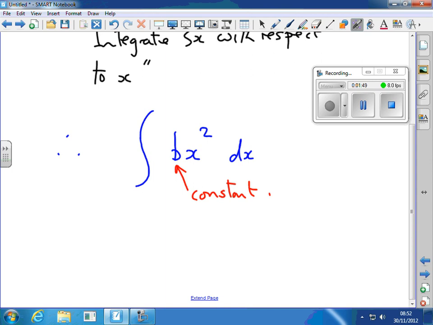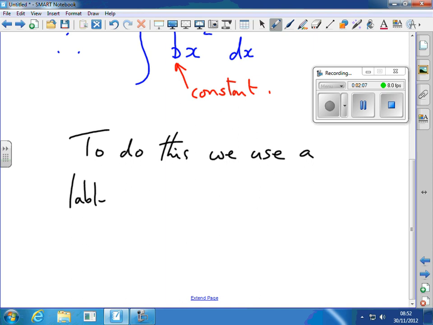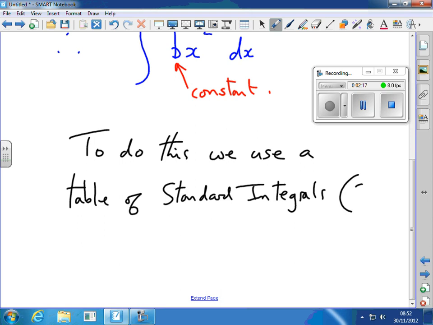To do this, you use a table of standard integrals. So just like when you differentiate, you refer to a table of differentials. So to integrate, we use a table of standard integrals. SI for standard integrals, often referred to like that.